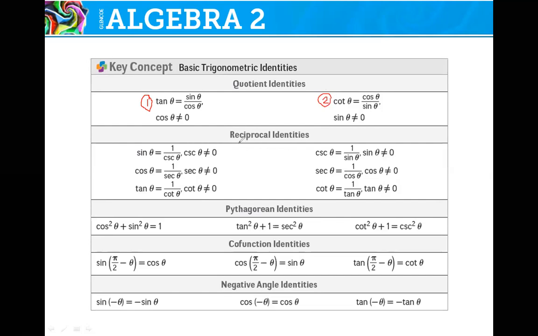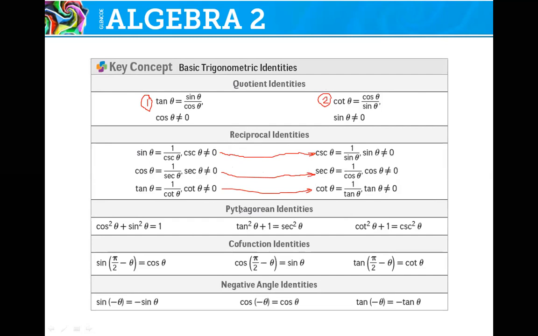We have here the reciprocal identities. We have three reciprocal identities. The inverse of sine is cosec, the inverse of cosine is sec, and the inverse of tan is cotan. It means 1 over sine is cosec, 1 over cosine is sec, 1 over tan is cotan, and the opposite is also right.